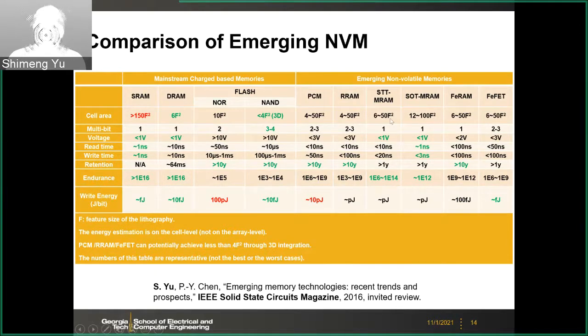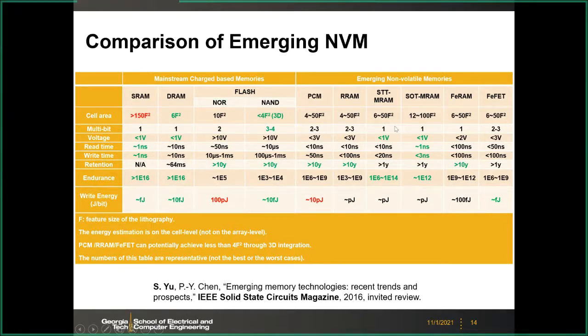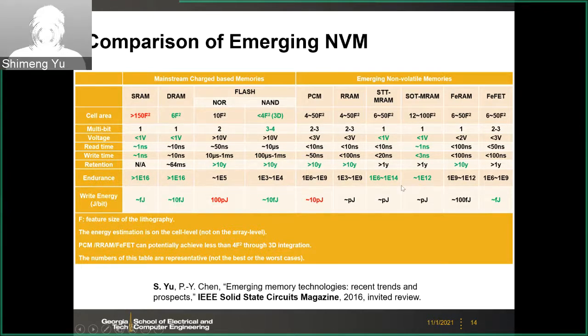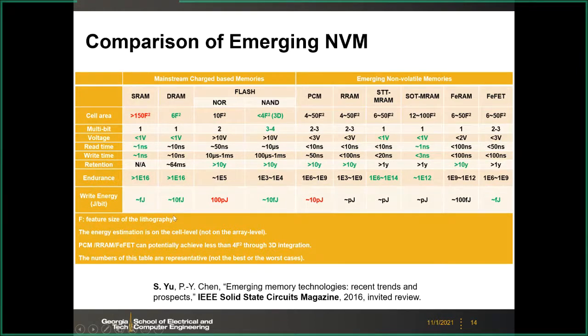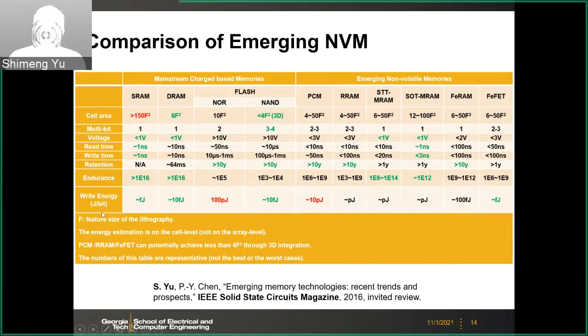And the STT-MRAM is the best among the non-volatile memory. STT or SOT-MRAM is getting close to 10 to the power 12, 10 to the power 14, in that range. And then the write energy, joules per bit.